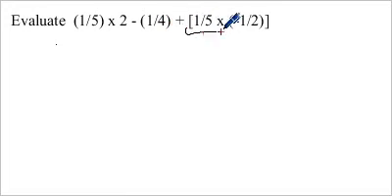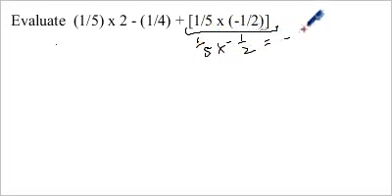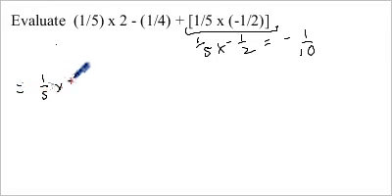So I'm just going to rewrite this. First I'm going to evaluate this part of it. 1/5 times negative 1/2 is going to equal negative 1/10. So let me rewrite my expression. I've got 1/5 times 2 minus 1/4 plus negative 1/10.